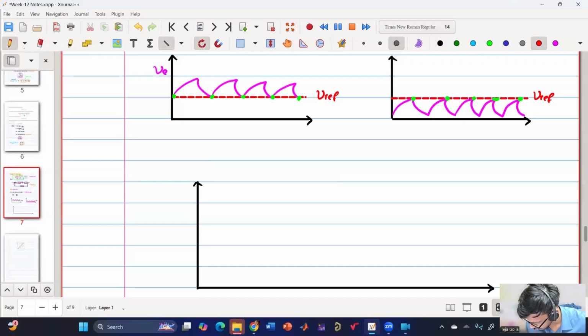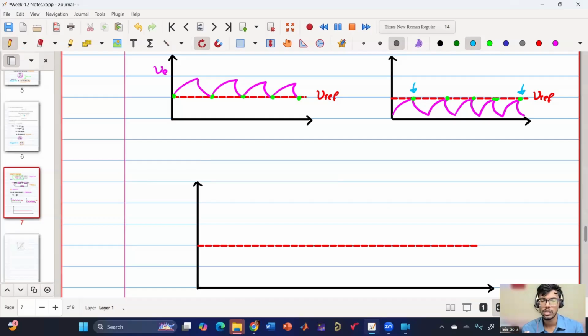And say this is my V reference. So now in this case, what happens? We are taking once in 5 cycles. So basically what I'm doing is I'm taking this point 1, 2, 3, 4, 5, and I'm taking this point. So these 2 points are supposed to be on the V reference. What about the other points? They can be some kind of oscillations. So we do not know.